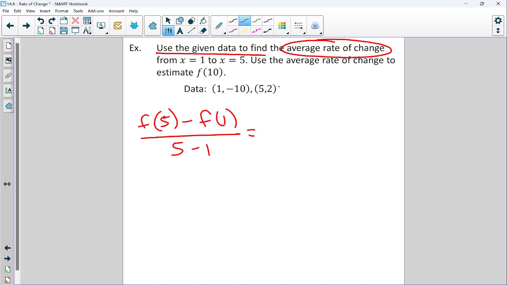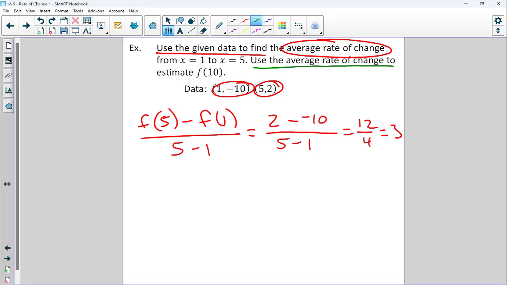So f of 5, well, there's a coordinate at 5, 2, so f of 5 is 2. f of 1, there's a coordinate at 1, negative 10, so f of 1 is negative 10, over 5 minus 1. So this will be 12 over 4, or 3. The average rate of change is 3. Now, we need to use the average rate of change to estimate f of 10. Keep in mind it's an estimate because the average rate of change is just that, an estimate. It's not the actual rate of change, it's just the average rate of change between two points.